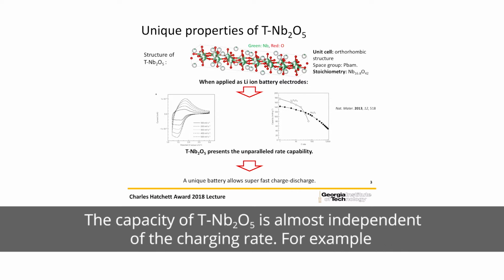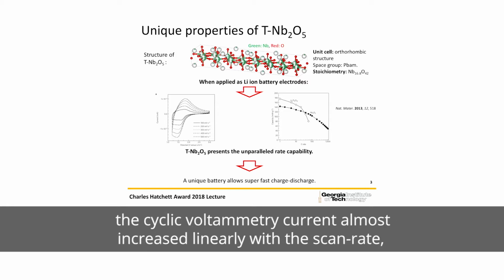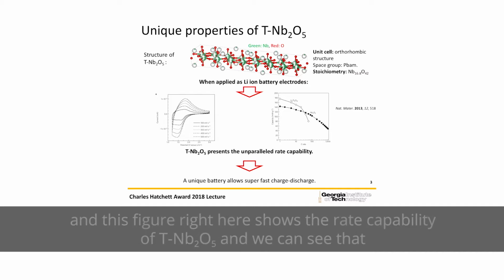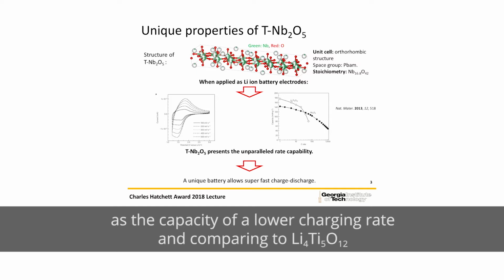The capacity of T niobium oxide is almost independent of the charging rate. For example, in a cyclic voltammetry measurement, as the scan rate increases, the cyclic voltammetry current almost increases linearly with the scan rate. And this figure right here shows the rate capability of T niobium oxide. We can see that at a very high charging rate, for example 100 C, the delivered capacity is almost comparable to the capacity at a low charging rate.